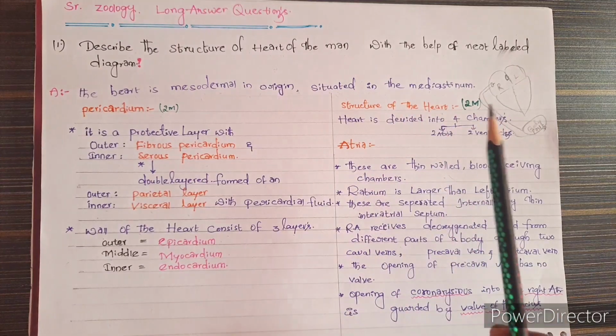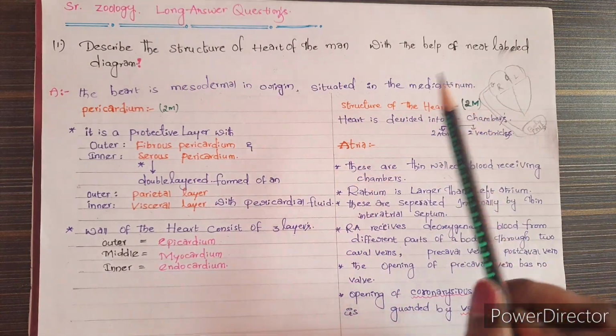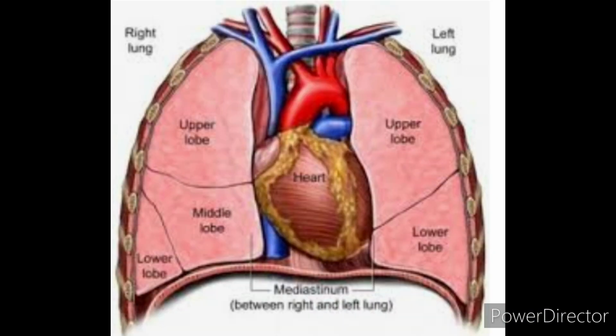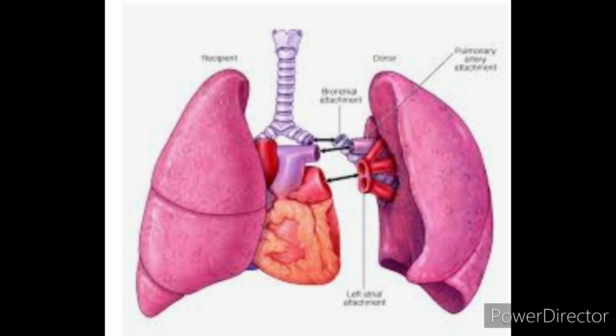So the heart is mesodermal in origin, everyone knows about it, and it is situated in the mediastinum. You know, the heart is situated between two lungs, no? As you can see here, the heart is situated between two lungs, and if you observe, you can see the heart is slightly tilted towards the left. Through this connection, it will get oxygenated blood from the lungs, okay?